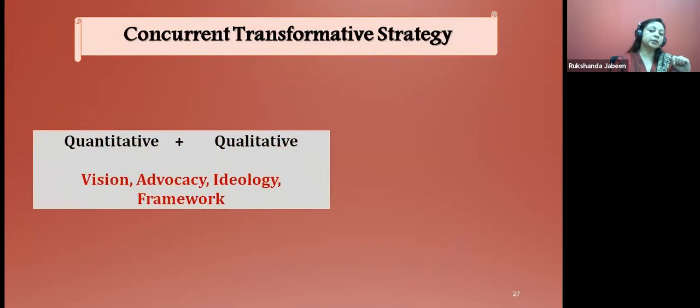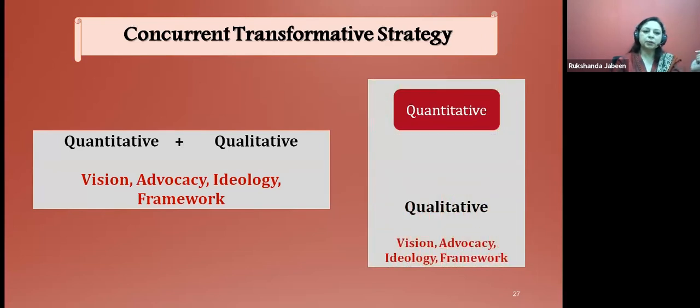Now comes the concurrent transformative strategy. Transformative, as I told you earlier, is used by the proponents of a particular theory, and they are seeing the world in terms of plans and focusing on different social issues. So the basic drive behind conducting this research is the researcher's own perspective to view the world, and voicing the concerns of others. It can be quantitative plus qualitative, or both.